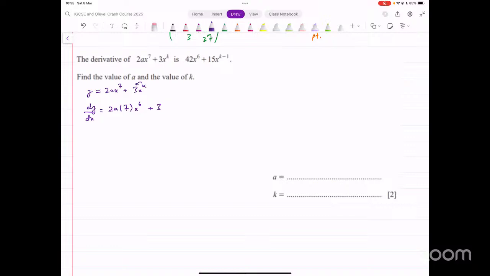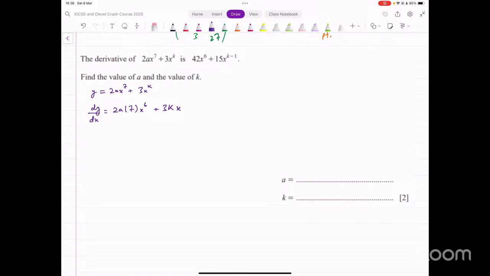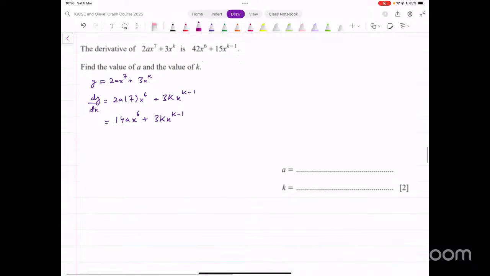You multiply by the power, which is k, and then you subtract 1 from the power, that becomes k minus 1. You simplify this and that gives you 14a x raised to the power 6 plus 3k x raised to the power k minus 1. That's the derivative that you're getting from this. Now, they have told us that the derivative is supposed to be 42x raised to the power 6 plus 15x raised to the power k minus 1. This is the derivative that we are getting, and this is the derivative that they told us. We can compare both of them.